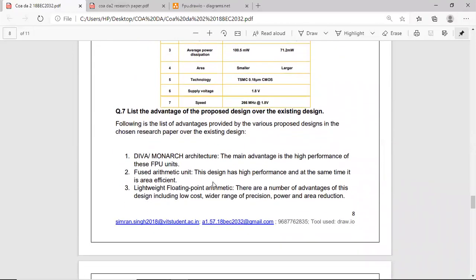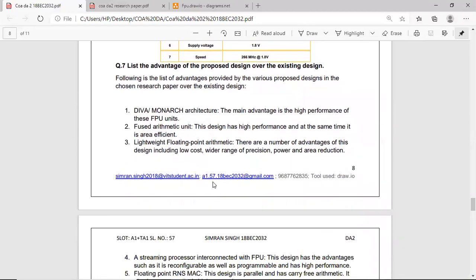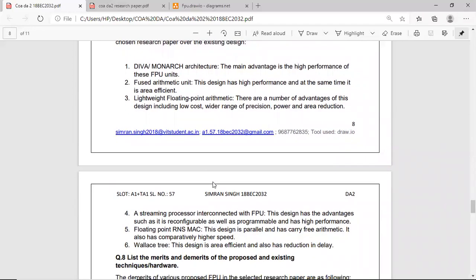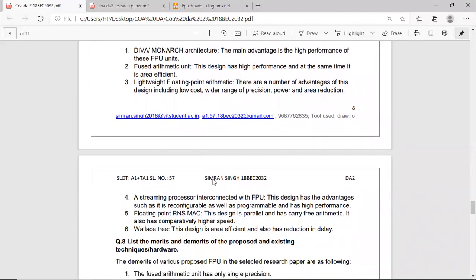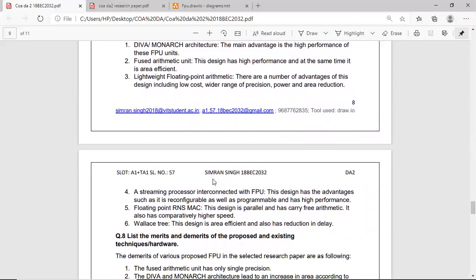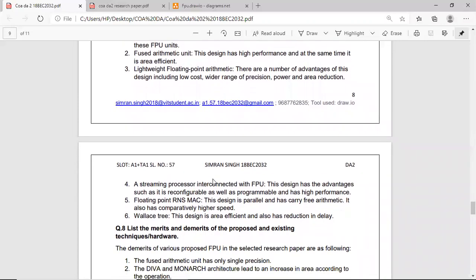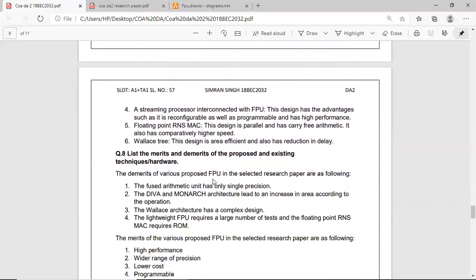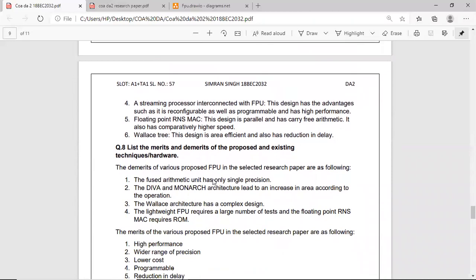The next question asks us to list the advantage of the proposed architecture. The main advantages of the proposed architectures in the selected paper was the high performance of these FPU units when compared to the older ones, as well as they were highly area efficient. They were of low cost, wider range of precision, and power and area reduction as well. They were able to carry operations parallelly and had a higher speed.